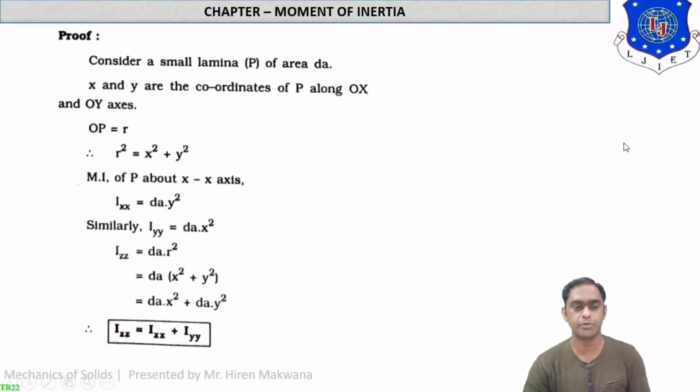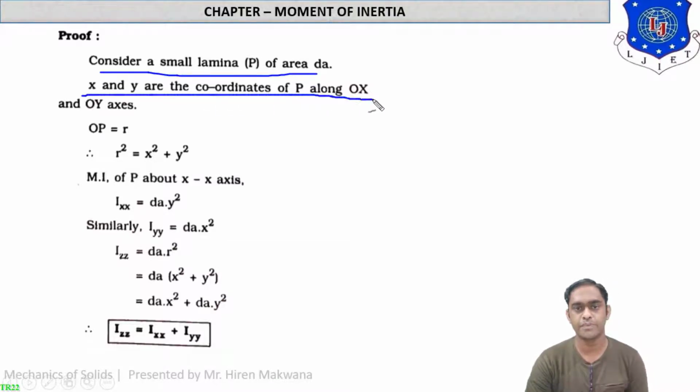Let us see the proof of this theory. Consider a small lamina P of area dA. x and y are the coordinates of P along the OX and OY axes, OP equal to r. All the things are given in the figure itself. Now, r square is equal to x square plus y square.